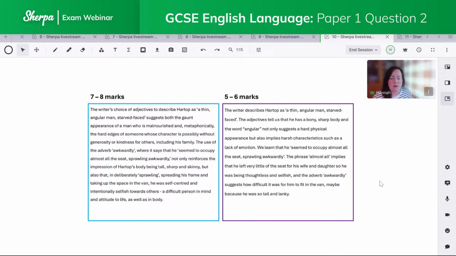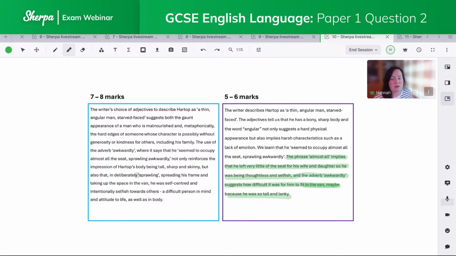So what we can also see is how, just find some examples. So this bit here, yeah, in the 5 to 6 marks, the phrase "almost all" implies that he left very little of the seat for his wife and daughter, so he was being thoughtless and selfish. The adverb "awkwardly" suggests how difficult it was for him to fit in the van, maybe because he was so tall and lanky.